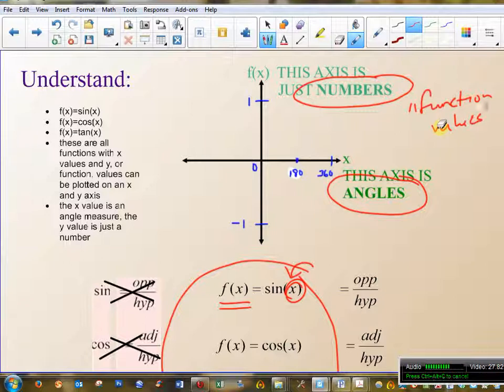So trig functions, you can get function values for trig functions, but the input to the trig function, the argument, we call it the argument of the trig function, has to be an angle. The units that we've used so far are in degrees.